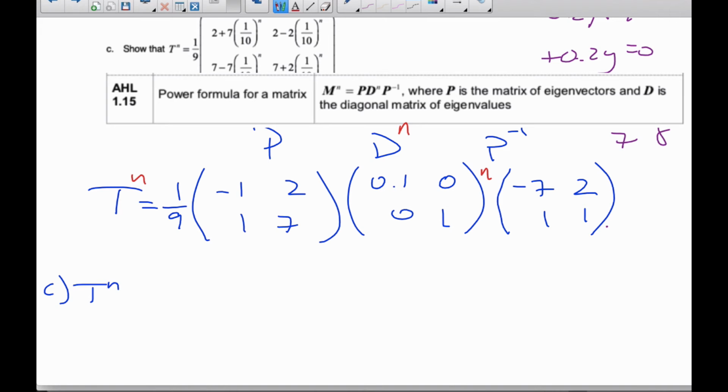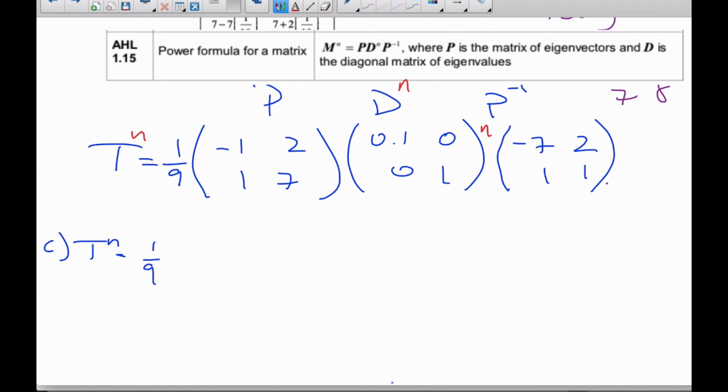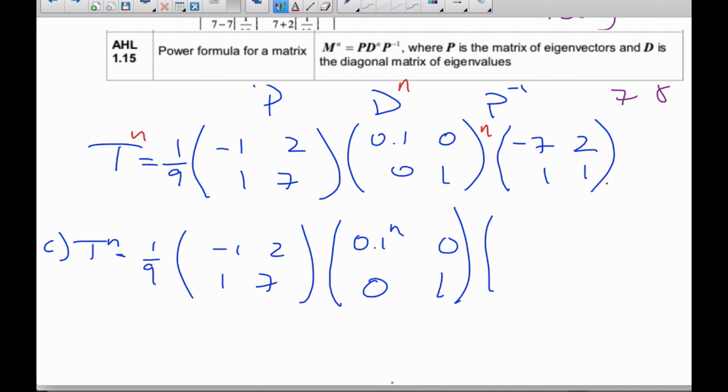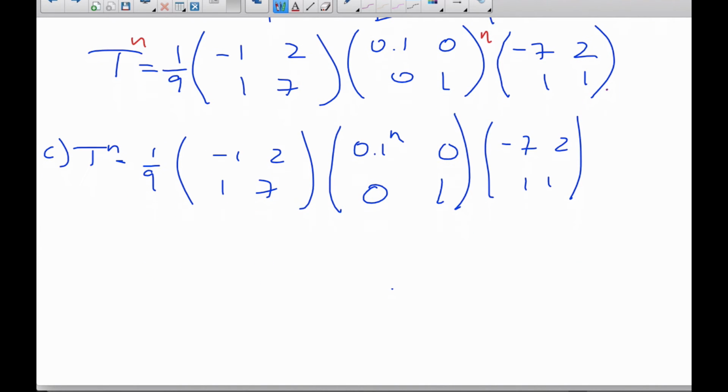And so going on to part C. I know T to the n is equal to 1/9 times the matrix with -1, 2, 1, 7. When I put the n in, I get 0.1 to the n, 0 to the n, which is 0, and then 1 to the power n, well, that's always going to be 1. And I have this here. And then I'm going to multiply these matrices together. So here's the 1/9.